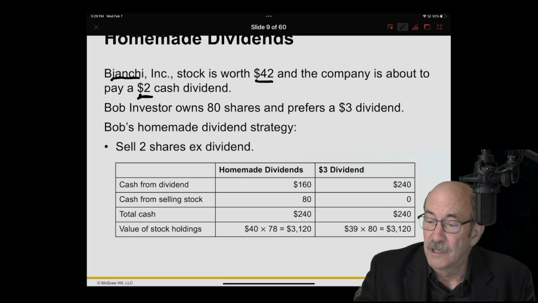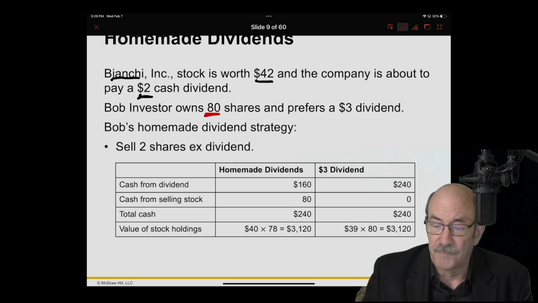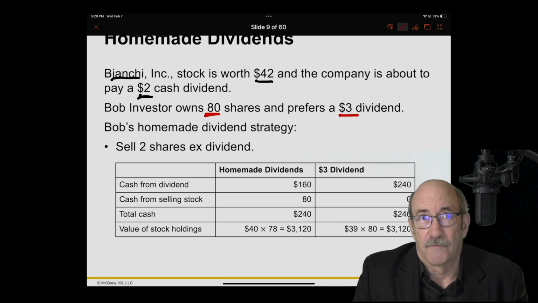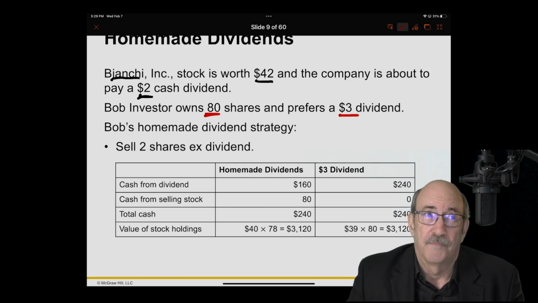Let me change the color of this marker here real quickly. All right, so we have an investor who owns 80 shares of Bianca and would actually prefer a $3 dividend for whatever reason. Maybe they are retired, and instead of selling stock, they'd actually prefer the $3 dividend.